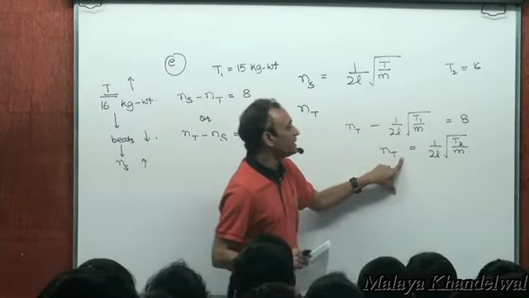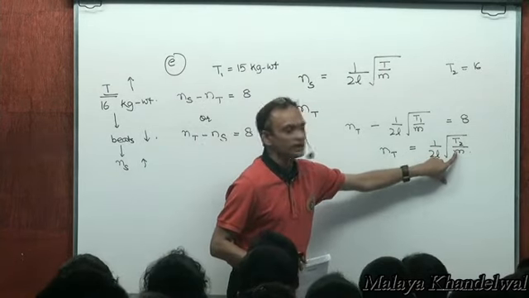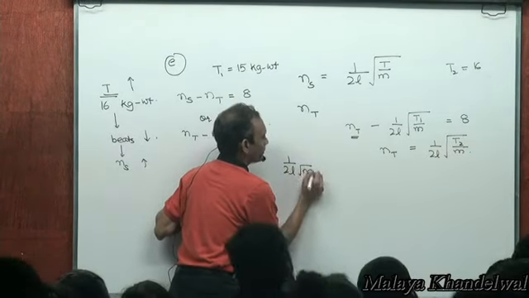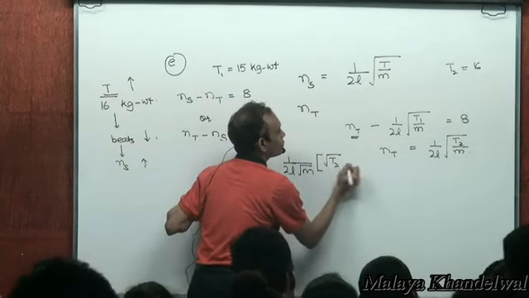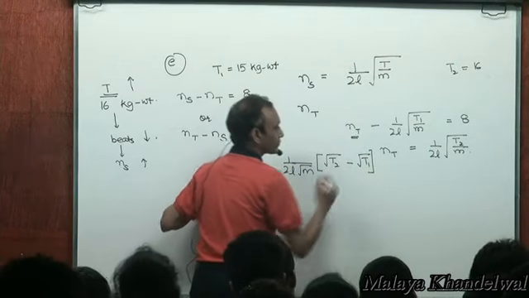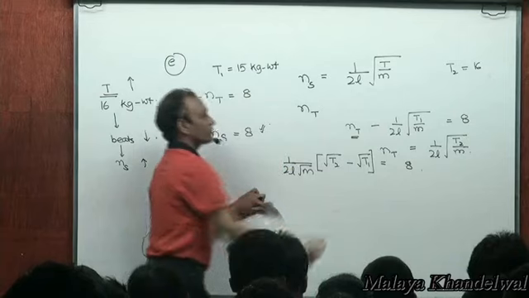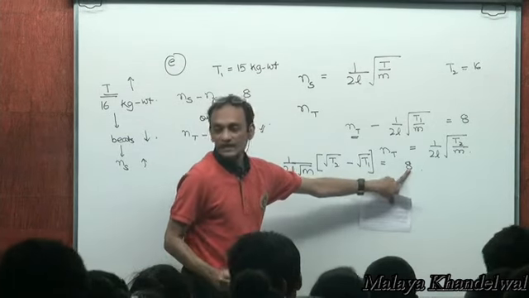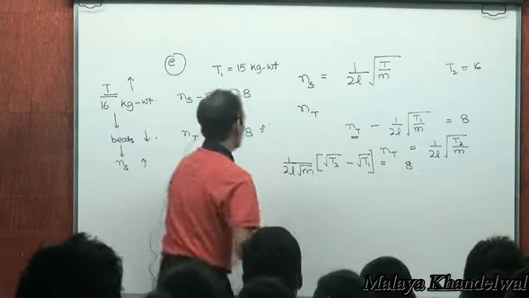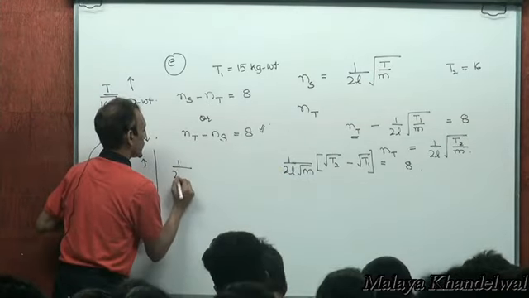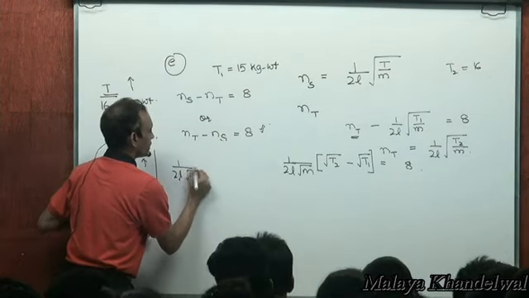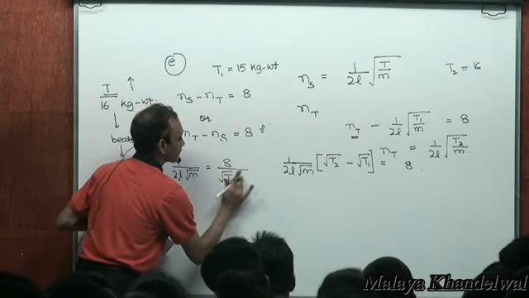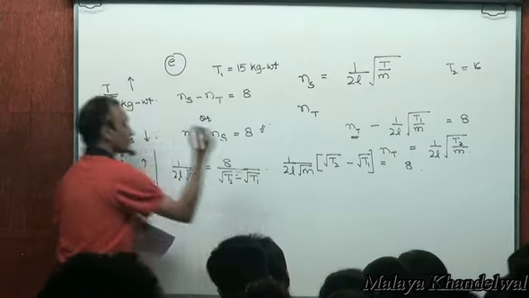Now, what we could do here is this: NT can be replaced by 1 by 2L root T2 by M, right? So 1 by 2L root M times root T2 minus root T1 is 8. Yes or no? So 1 by 2L root M is 8 by this, right? Root M is 8 by root T2 minus root T1, right?